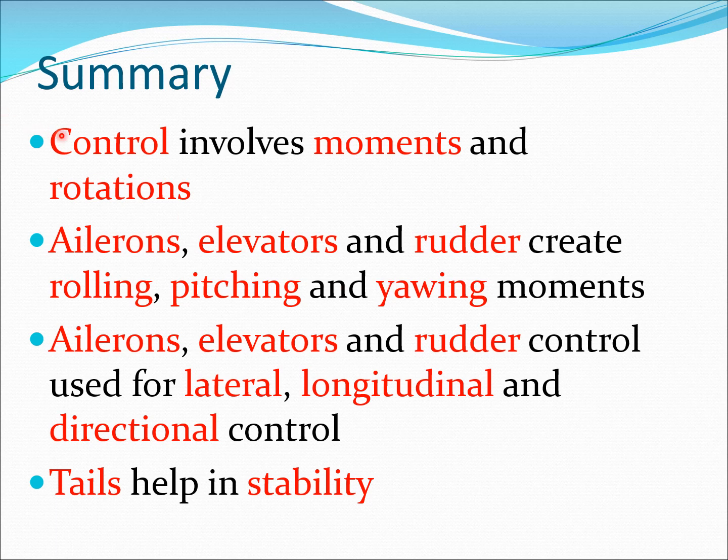We see that control involves moments and rotations. So these are things which are somewhat different from what we were doing in performance. In performance, we were looking at translational forces most of the time. Now we are going to look at moments.